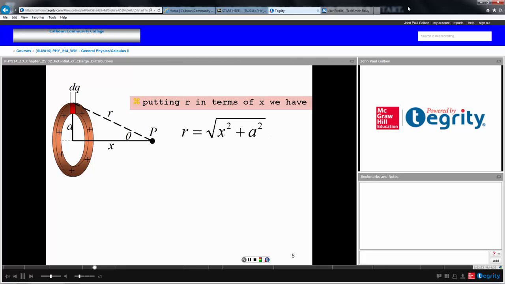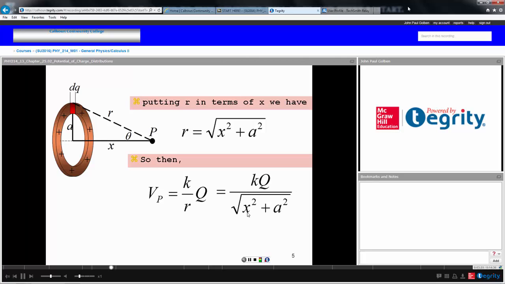Let's put this r in terms of x, which actually is a variable that we can use as far as going away from this ring. So as we look at this right triangle, r is the hypotenuse, and it should be equal to the square root of x squared plus a squared, where a is a constant, the actual radius of the ring. X is a variable, so x is what we're going to be changing. So now our potential looks like kq over r, which is going to be kq over the square root of x squared plus a squared.